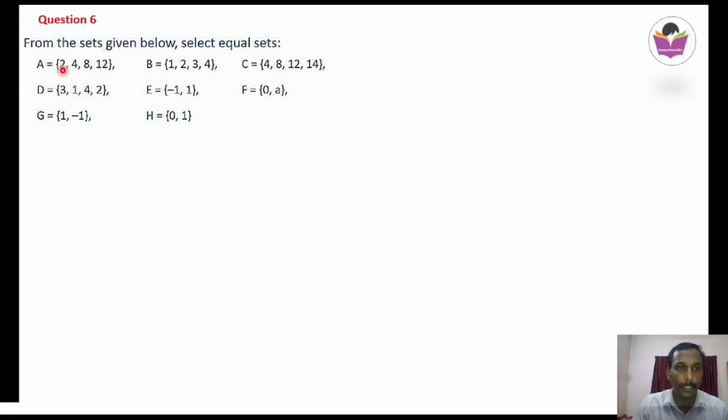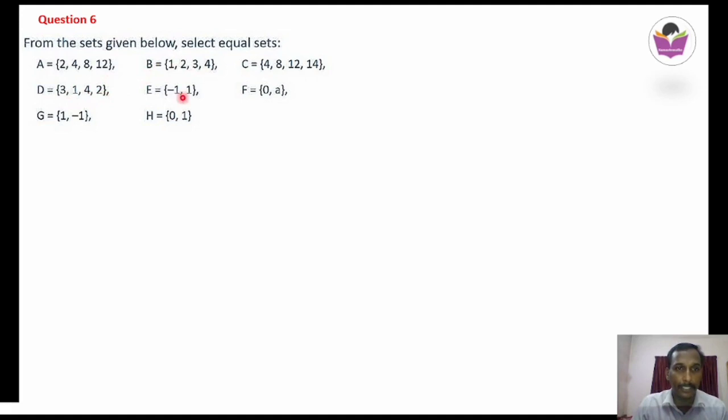Here 2 is there, but here 1 does not belong to A, so these 2 no need to consider. And when you check these 2, 4 is there, but 8 and the others are not there, so these 2 also have no chance. And here there are 4 elements, that is 3, 1, 4, 2. You can see 3 is here, then 1 is in B also, 4 when you check is there, and 2 also is there. That means B and D are equal.